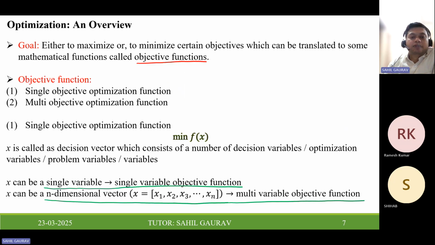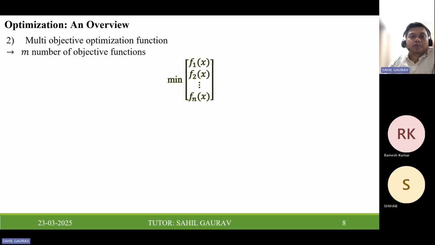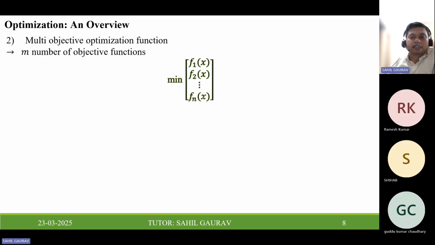Now this is for single objective optimization function. Now if you look at multi-objective optimization function, then we have m number of objective functions, and that you can denote like minimize f1(x), f2(x), and so on till fm(x). So you can write fm(x). We have written n here, so you can write it as m. So it's better to change it here.